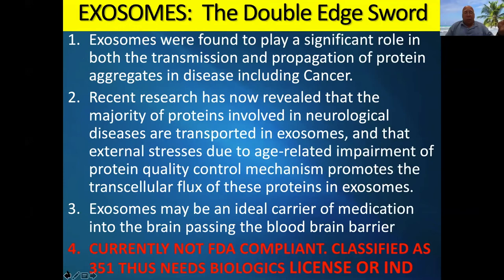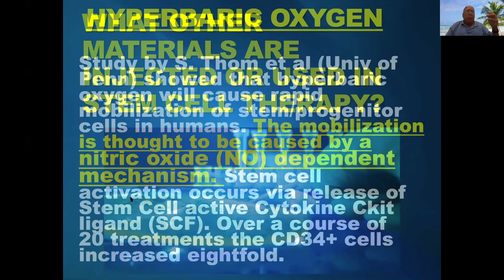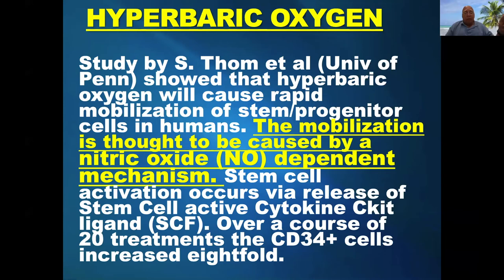So what else do we use in regenerative medicine? Well, hyperbaric oxygen. This is from the work of Dr. Tom. And what Dr. Tom told us is the following. He said, hey, hyperbaric oxygen really works by a nitric oxide dependent mechanism. Nitric oxide, basically in this case, endothelial nitric oxide synthase, will stimulate your bone marrow to produce large numbers of stem cells and release it to the circulation. So basically, that's what goes on.